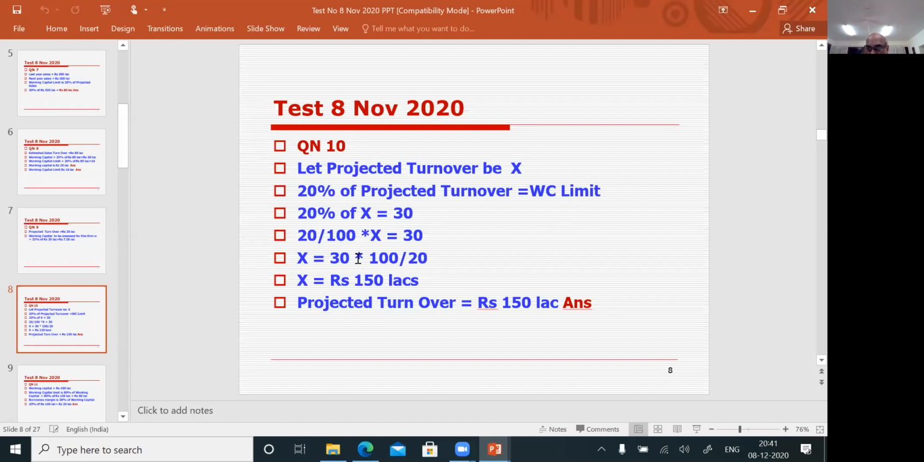Very simple mathematics. So you should be thorough in mathematics. This is going to be applicable in banking also. The computer will not do it for you; in the exam you have to do it yourself.